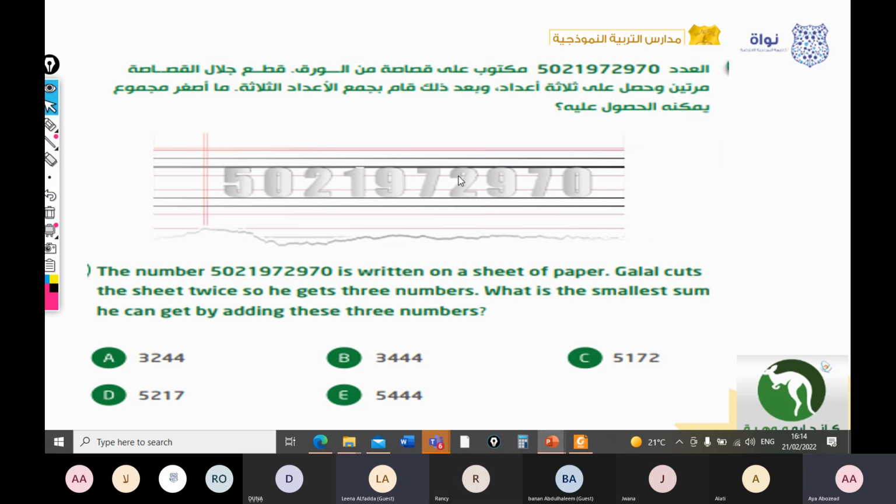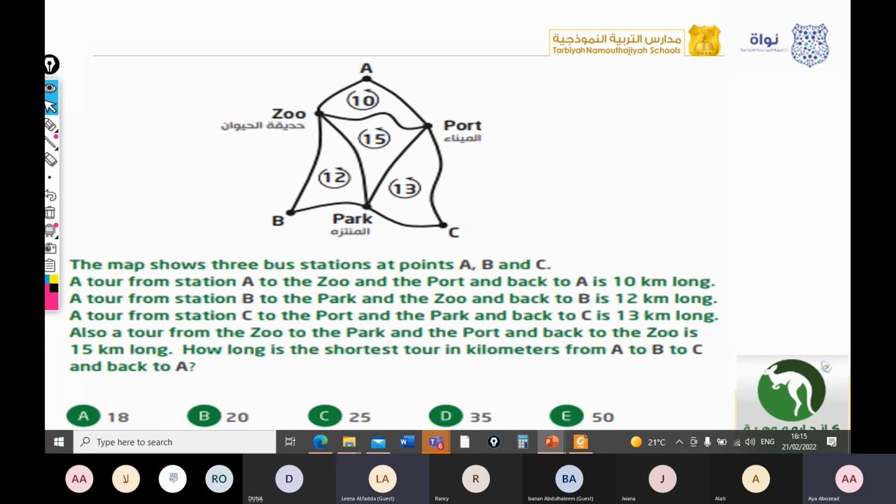Are you ready? Because all these questions, I give you the hardest. All of this with 5 marks. But I know how smart you are, so I give you the hardest. Now, think about this. This question about guessing. The map shows the 3 bus stations at points A and B and C. A tour from station A to the zoo.